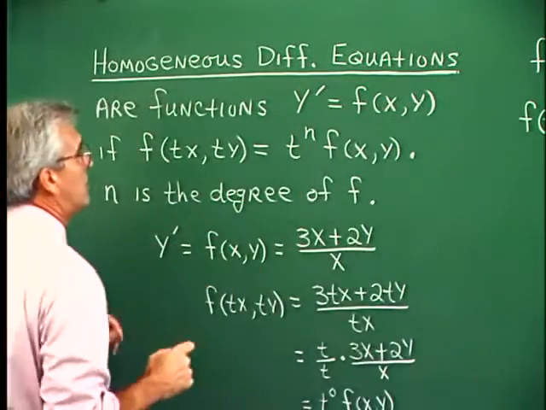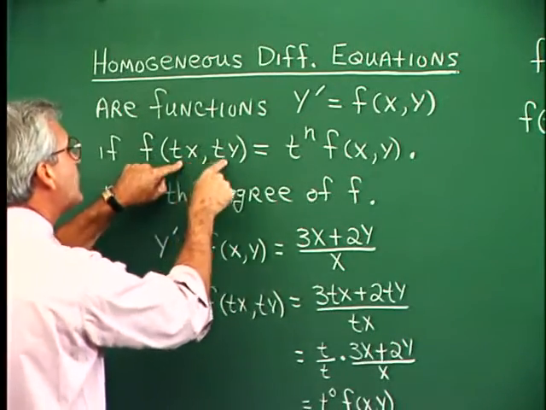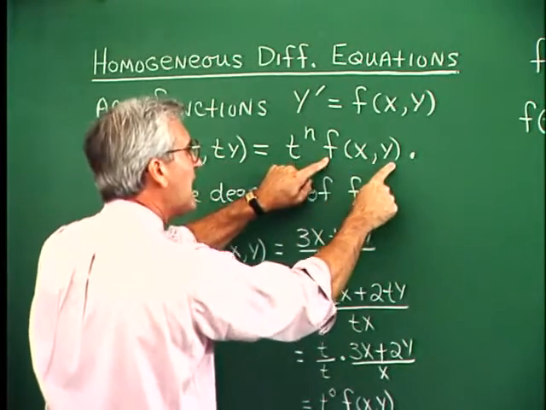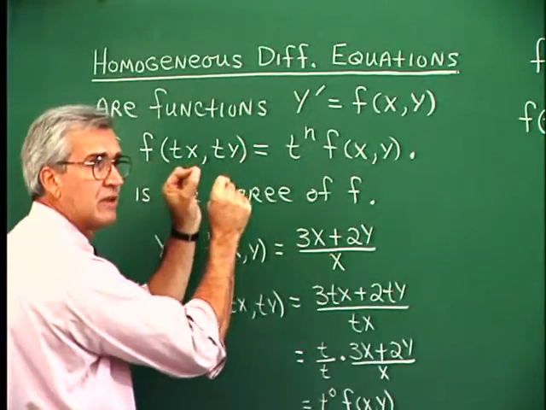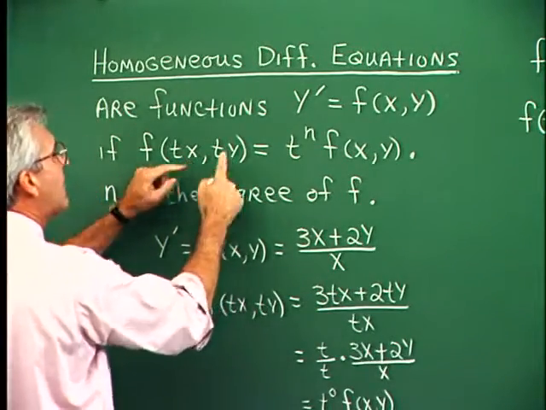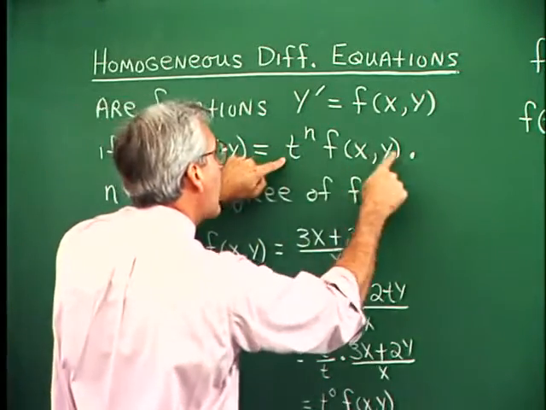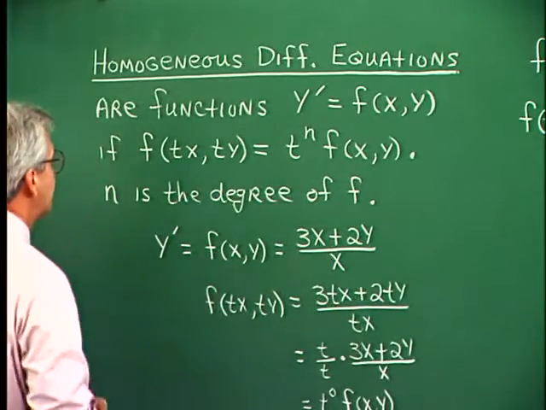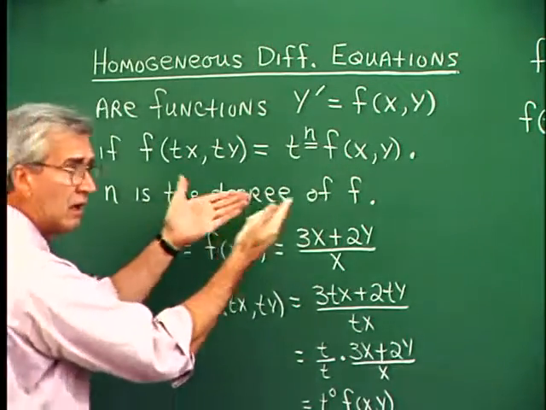But these rascals are homogeneous differential equations if f of tx ty is equal to t to the n power times f of xy. Now this looks kind of funny, but all it means is that we take the x's and y's that appear in our function and replace with tx and ty's, and then we try to factor the t out. You see, we try to yank those t's out, and if we can write it in this kind of form, then we have ourselves a homogeneous differential equation or a homogeneous function. Now the n here in the t to the n is the degree of that function.